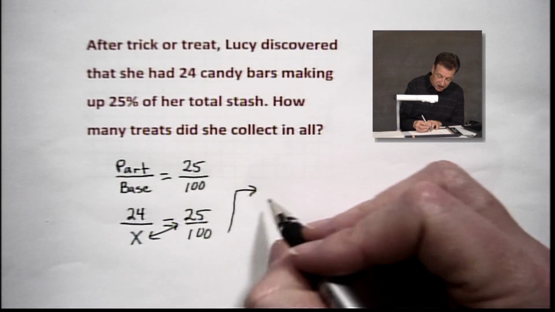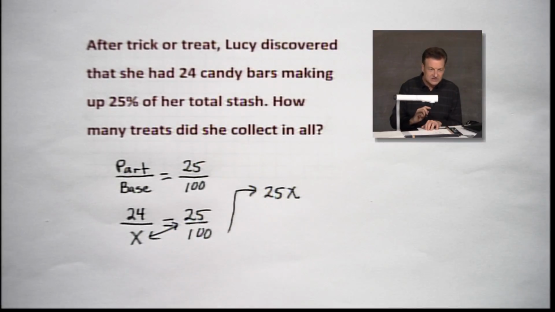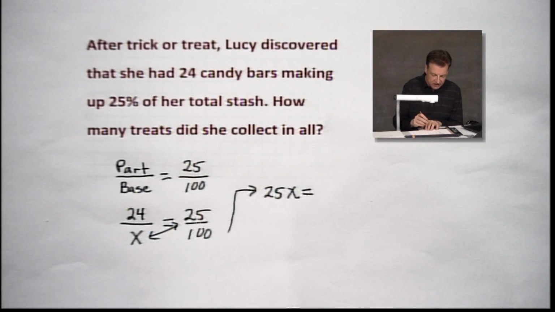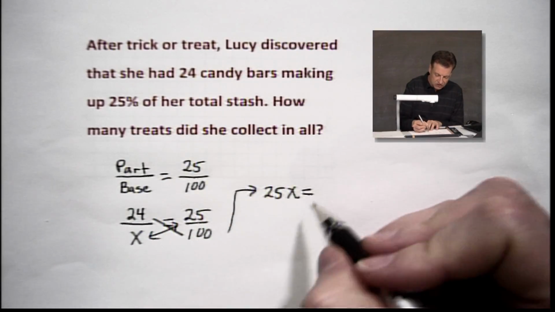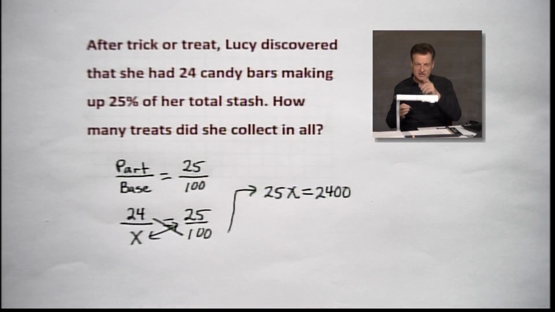But let's see, we've got 25 times this value x, we don't know what it is, but there it is, equaling on the other side, what do we got? We got 24 times 100. Well, that one's easy. 24 adds two zeros to it, because it's 100. We get 2400.